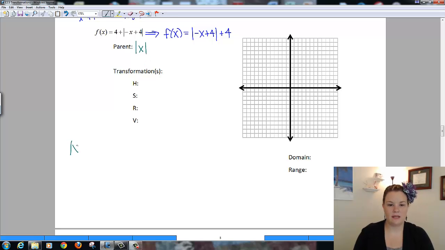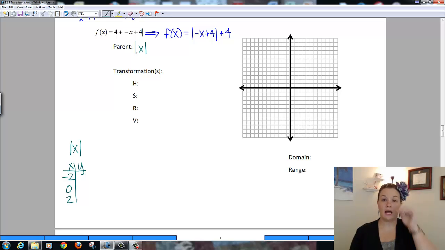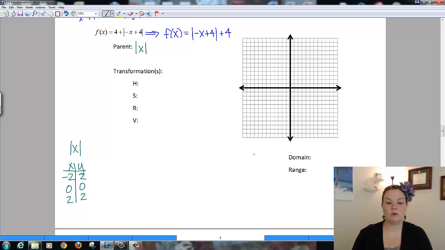So I'm going to go ahead and make a table of values for the absolute value of x. I'm just going to use negative 2, 0, 2. I use a negative, 0, and a positive because I know it makes a v. So I want to use values that give me that v shape. If you want to use negative 5, 0, 5 or negative 1, 0, 1, that's fine. Okay. When I plug them in, I get positive outputs, which is 2, 0, 2.